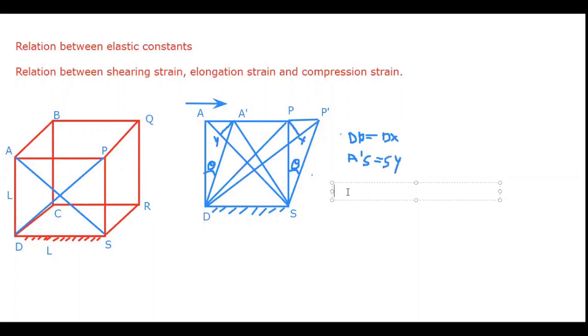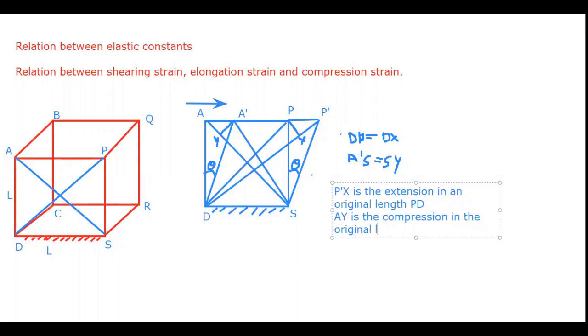So we can approximate that P dash X is the extension in the original length PD, and similarly, AY is the compression in the original length AS.